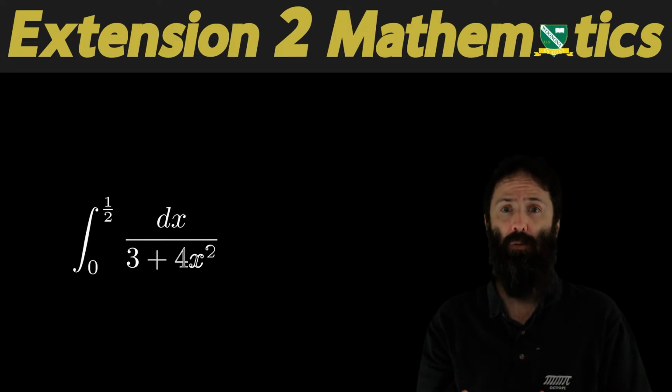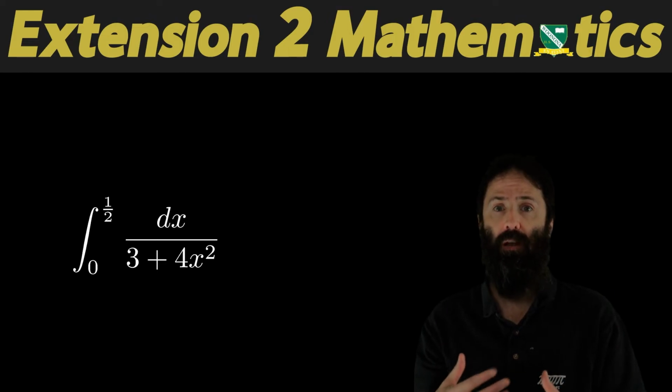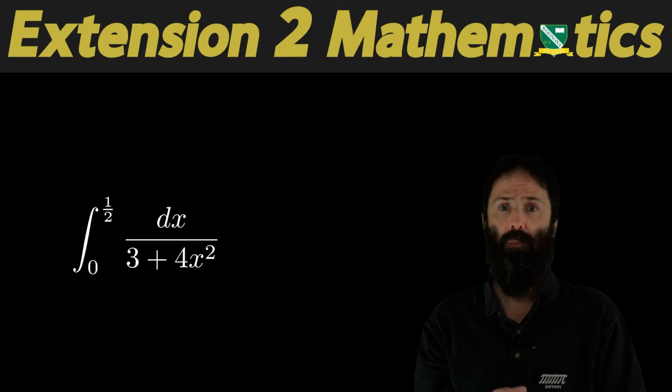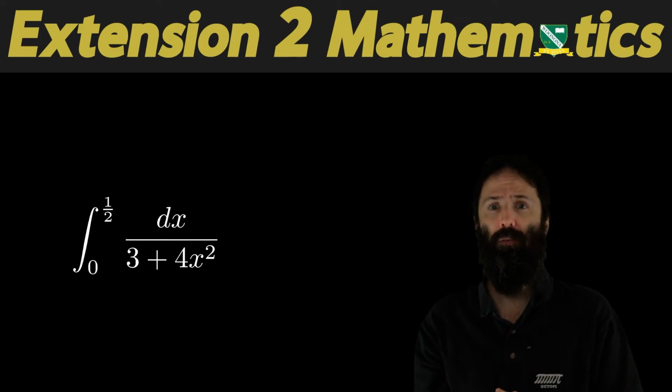So in this example, we're integrating dx over 3 plus 4x squared between 0 and a half. Now our first line of attack often is to have a quick look at the reference sheet. As I said, eventually, hopefully, you'll have enough practice that you won't have to look at it all that often. But let's look at it now and see, does this look almost like one of the reference sheet integrals? Because that's often our first line of attack.